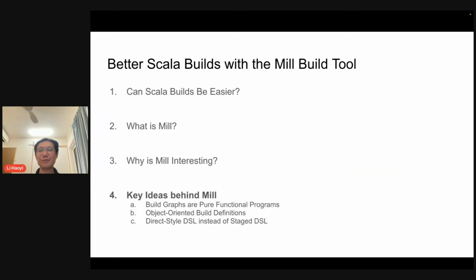Other build tools can try to improve the IDE support, or improve their performance or their extensibility story, but it always ends up being kind of subpar, complicated, and hard to use. And this idea of pure functional build graphs, object-oriented build definitions in a direct style program, I think these are unique to Mill, and that's why Mill is able to make progress where other build tools have struggled for the last 5, 10, or even 20 years.